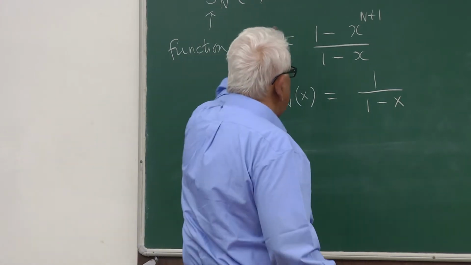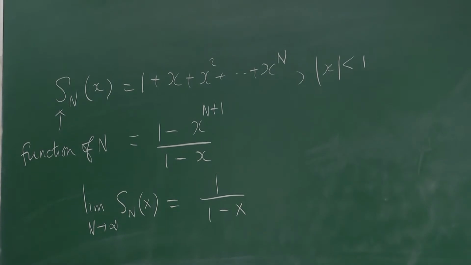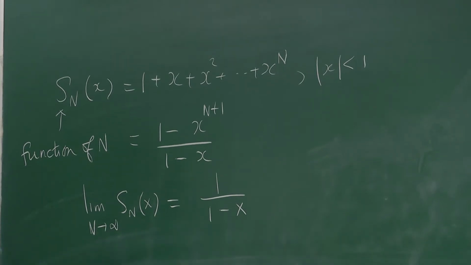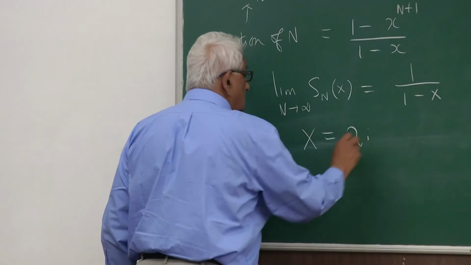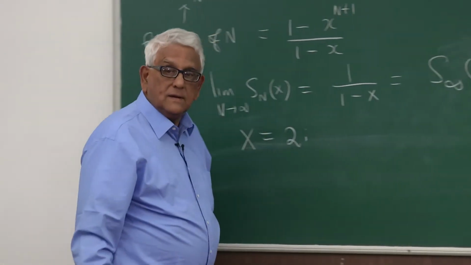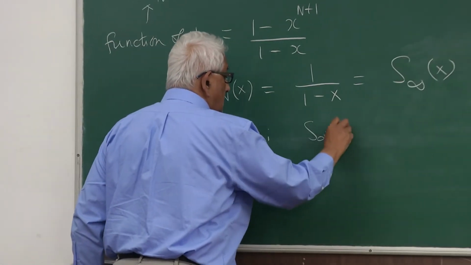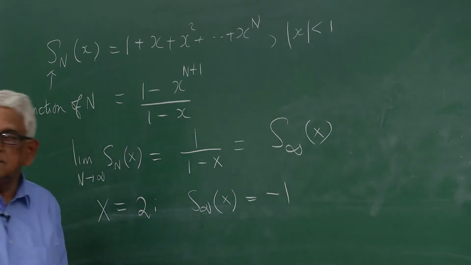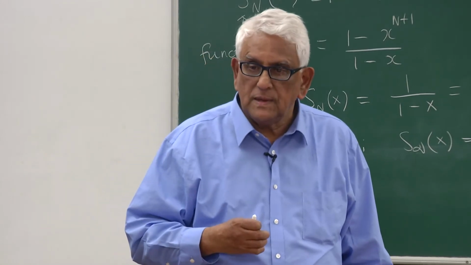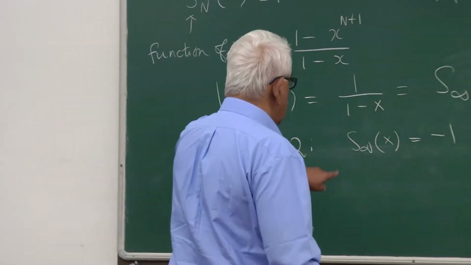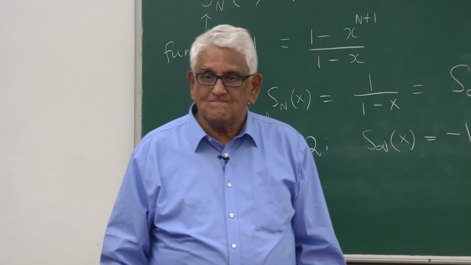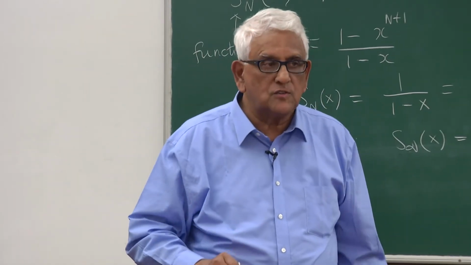Originally, this held for x less than 1. But I have this formula. If in this formula I set x equal to 2, if I call this S infinity of x, then S infinity of x is minus 1. Completely well defined. There is no problem. So this is a puzzle. And this result is only true if all infinity of these terms are kept.